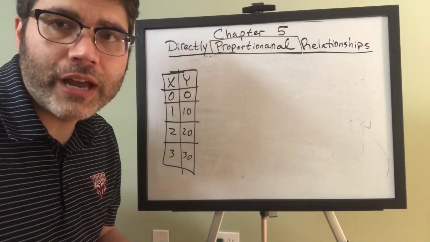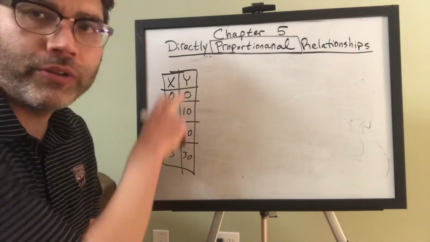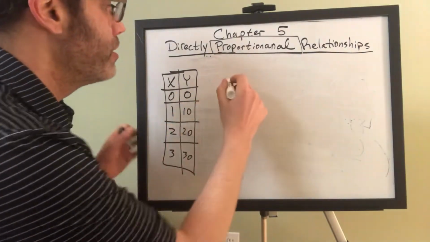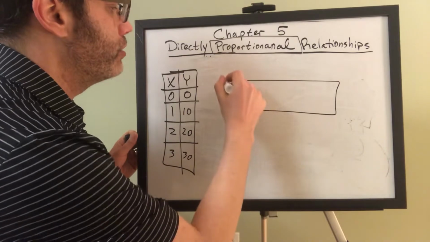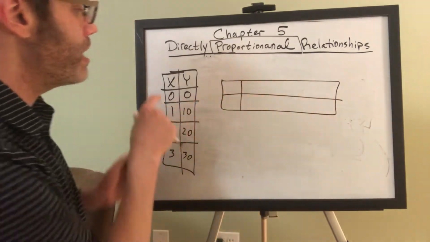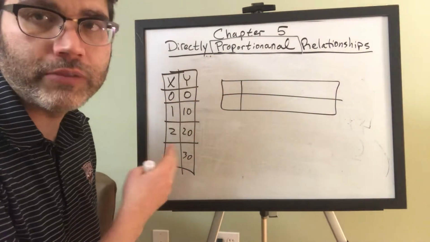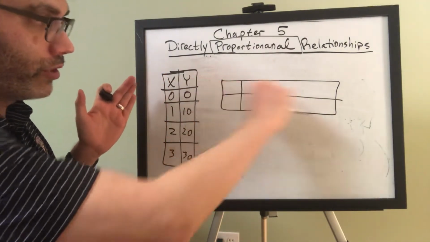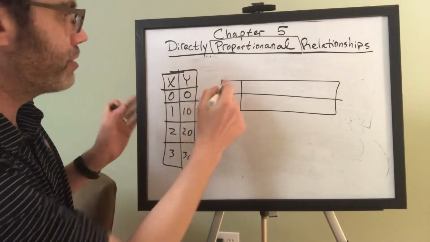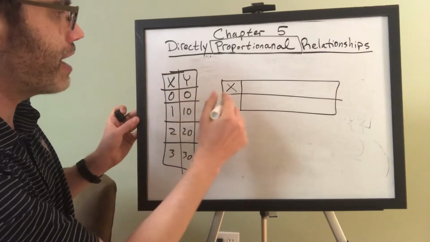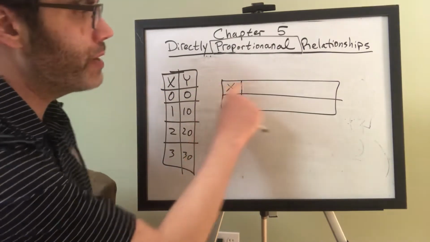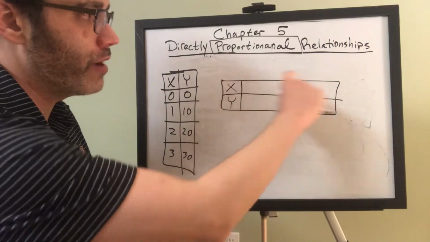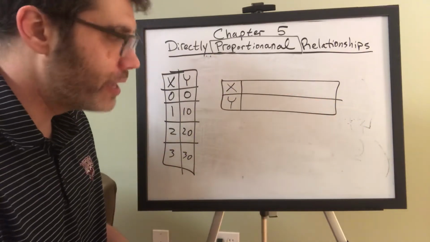In this video, I'd like to talk about how we can have a table that's vertical like this, but sometimes you'll see tables that are actually horizontal. If the table is horizontal, the independent or the x value is not going to be on the left-hand side, but on the top. So you're going to have x on top and y on the bottom. The independent variable is always going to be on the top, and the dependent variable on the bottom, if you have a horizontal table that looks like this.